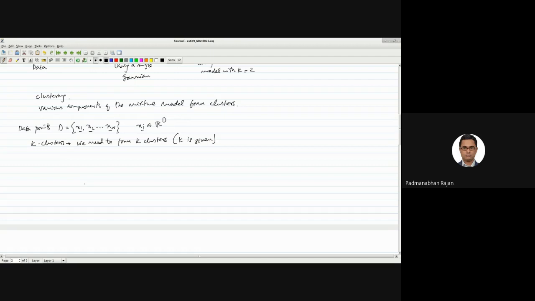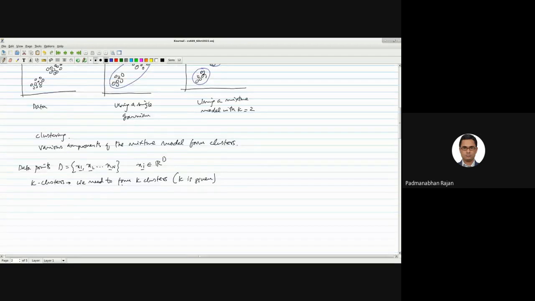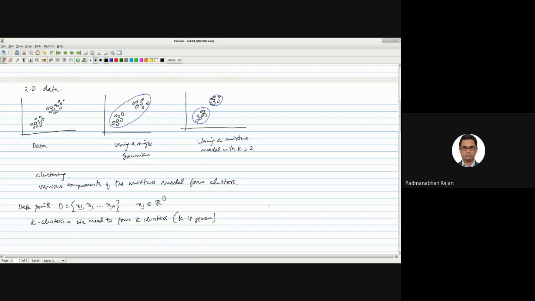So how will you define what is a cluster? We have not said what a cluster is. You can think of a cluster as a set of points such that the intra-member distances within that set are less than the distances from the points in the cluster to the points outside the cluster. So that is, roughly, what a cluster is.